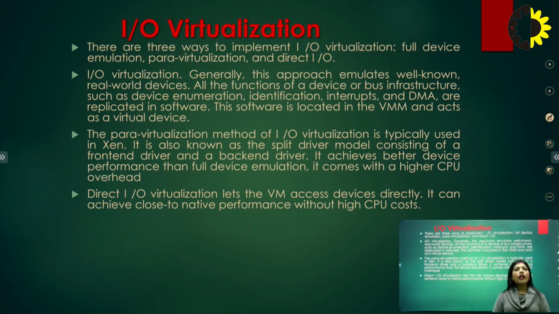The next type is input-output virtualization. In input-output virtualization, there are three ways to implement it. First is full device emulation. Second is para-virtualization. Third is direct input-output. Generally, this approach emulates well-known real-world devices.